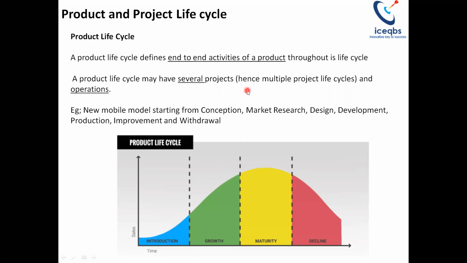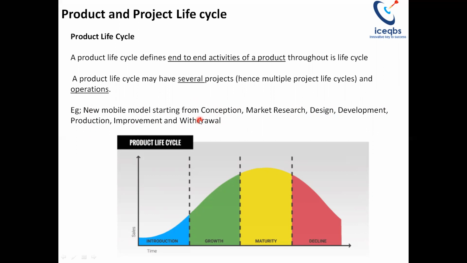For example, consider that a mobile manufacturing company wants to release a new model of a mobile. It has to start from the conception stage, then do market research, then design the new model, then develop it, and then produce it. Over a period of time it will have to make some improvements, and then finally the product will be withdrawn from the market. All these end-to-end activities we call a product life cycle.